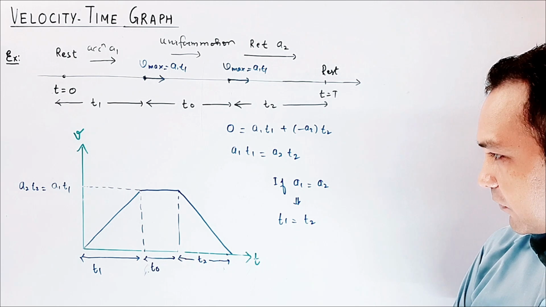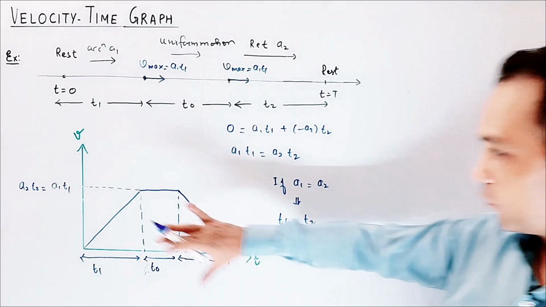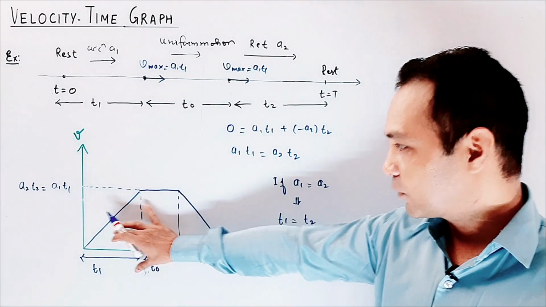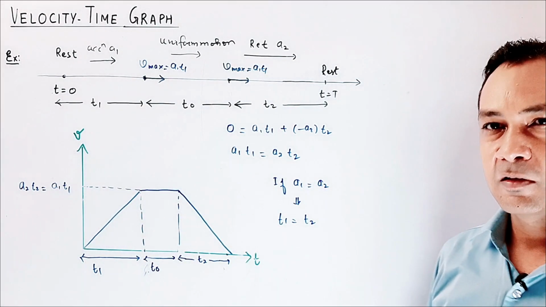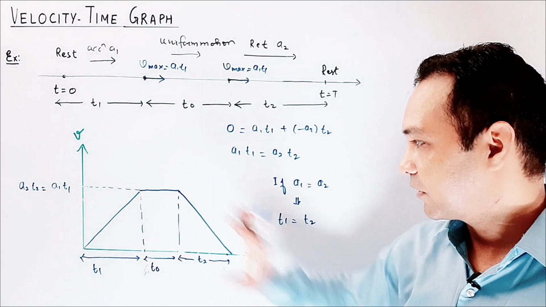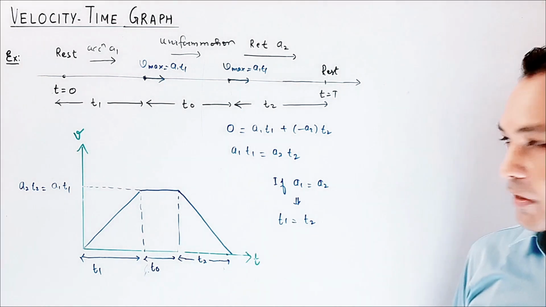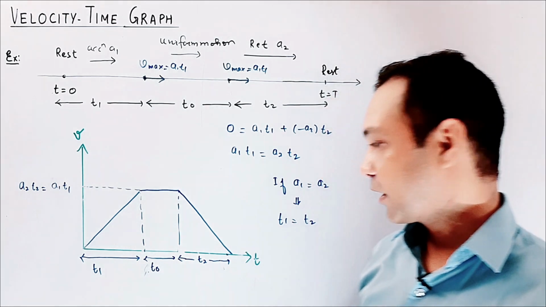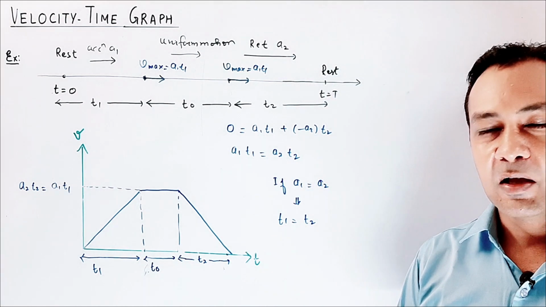So these are a few things. And then if we want to calculate the overall displacement, this area will give the displacement for the whole motion, and then if we divide that displacement by the time interval, we will get the average velocity.